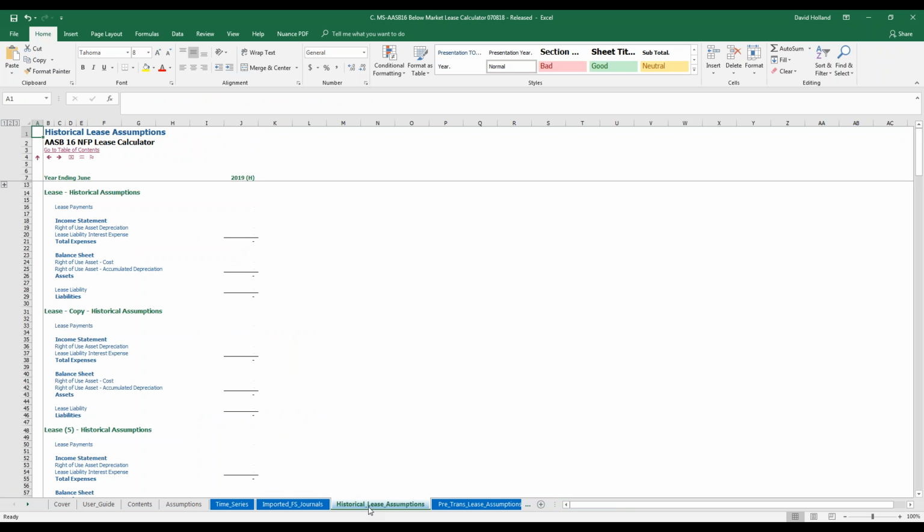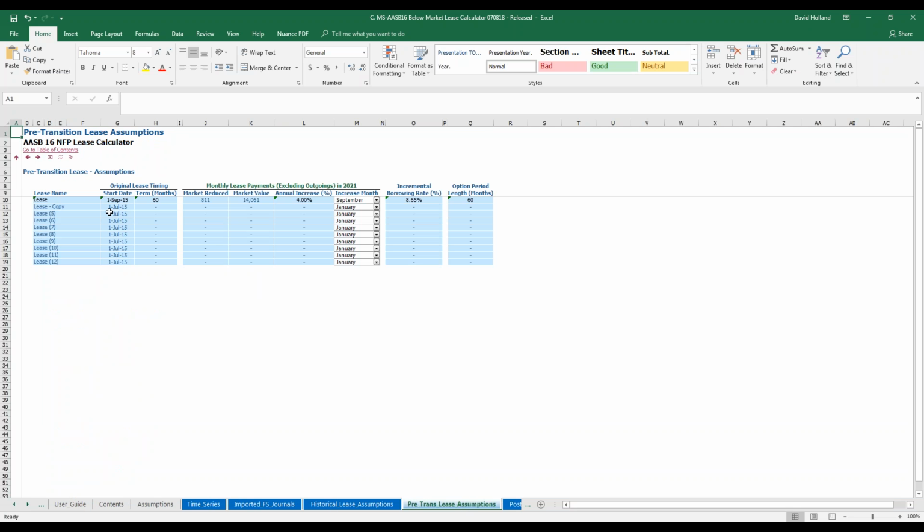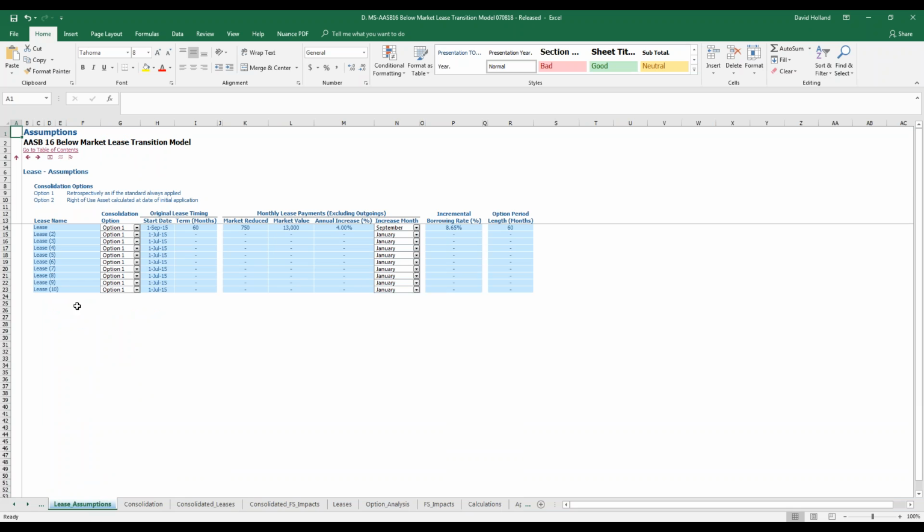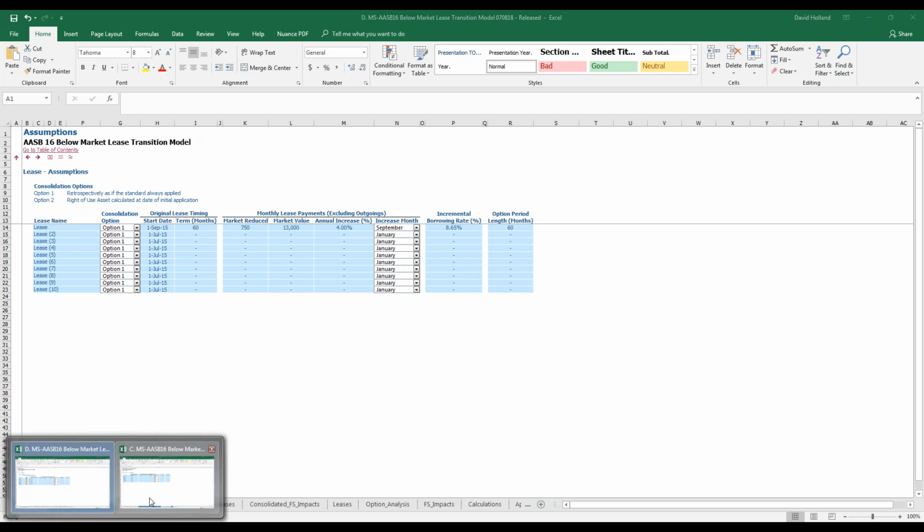going forward. There will be no historical lease assumptions in the first year after transition because you've imported all those, but in years going forward, 2022, 2023, columns will open up and you can put in historical arrangements. You then put in the pre-transitional leases that you transitioned. So once again, if I go back to the transition model, there was one lease we transitioned. You put all that information in, the start date, the term, etc.